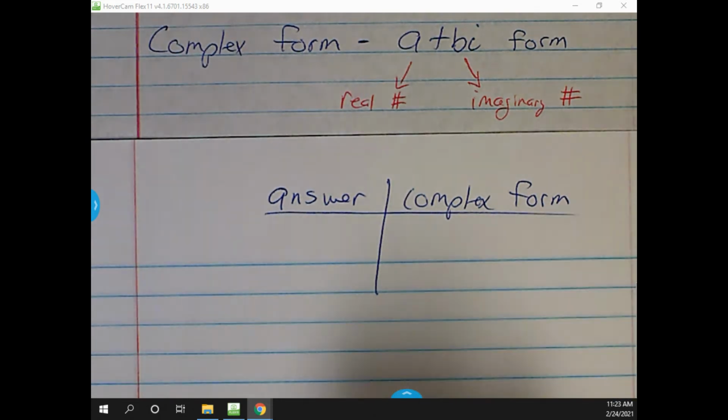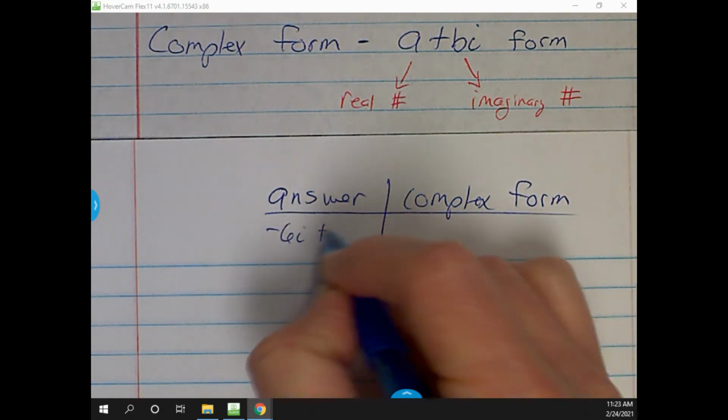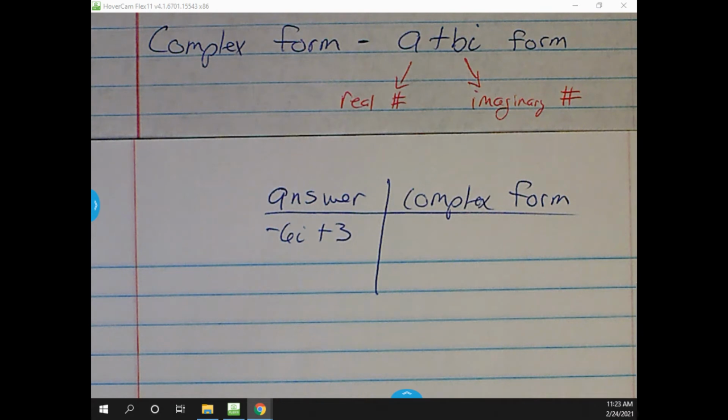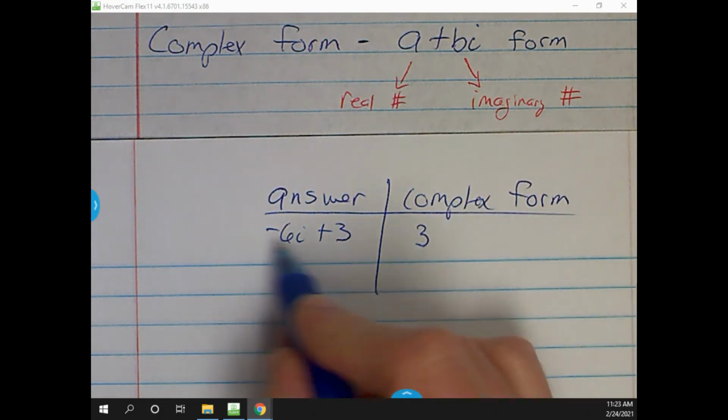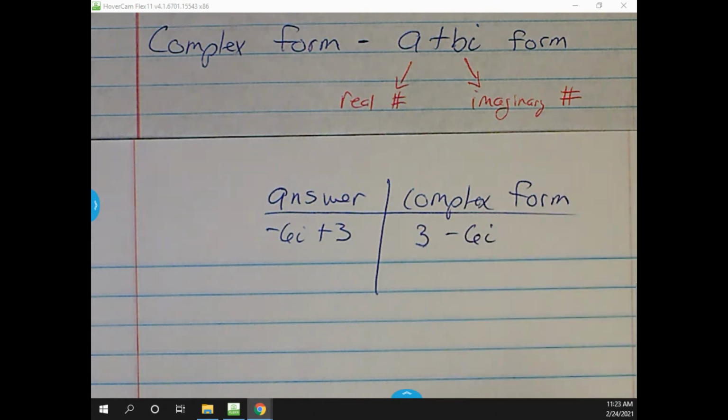So if you have negative 6i plus 3 as your answer, and they tell you to turn around and rewrite it in complex form, or a plus bi form, you just have to take this 3, that's your real number, and put it first. The negative 6i, that's the imaginary number, would have to go second. So it'd be something like that.